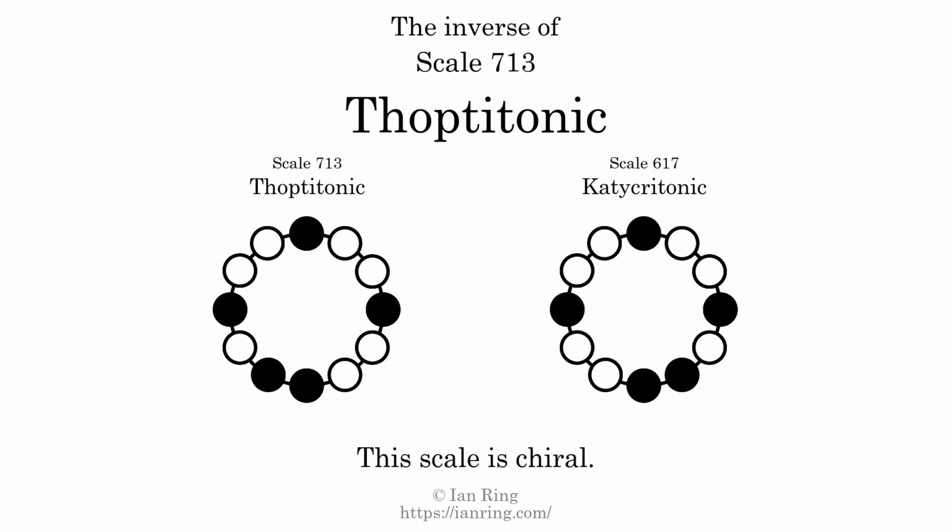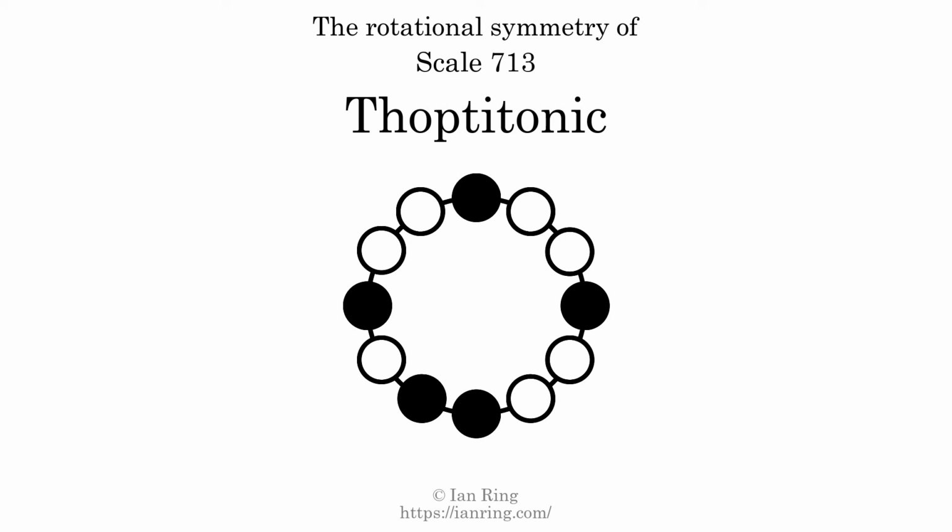The inverse of a scale is a mirror image. It is what you get when the sequence of intervals is reversed. The inverse of this scale is scale 617, also known as catachrotonic. This scale is chiral. It cannot transform into its inverse by rotational transformation. This scale has no rotational symmetry.